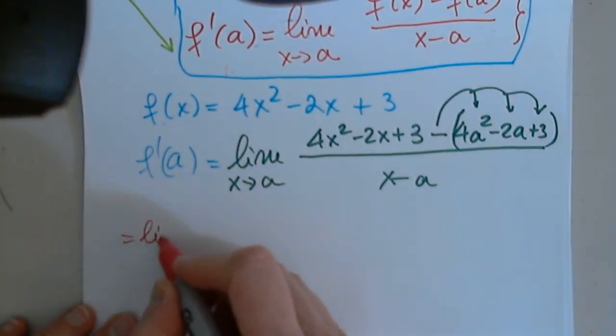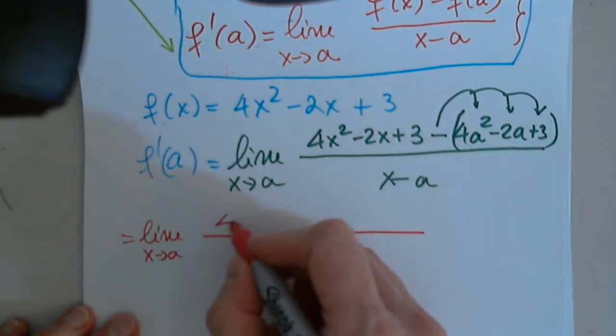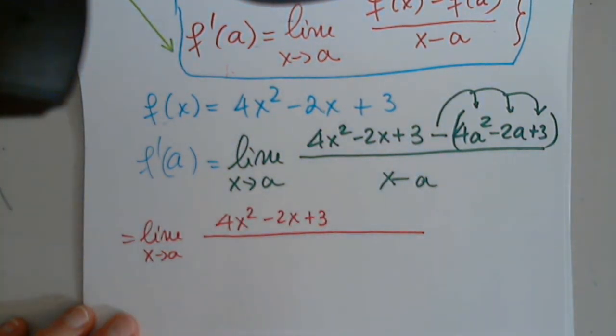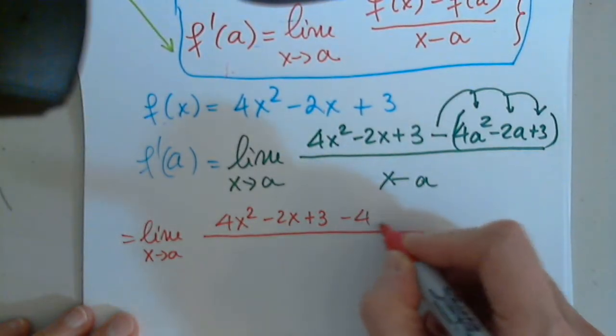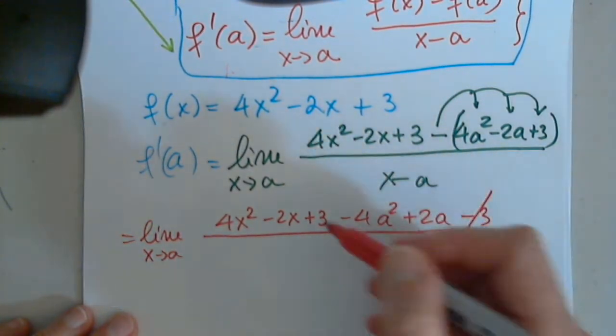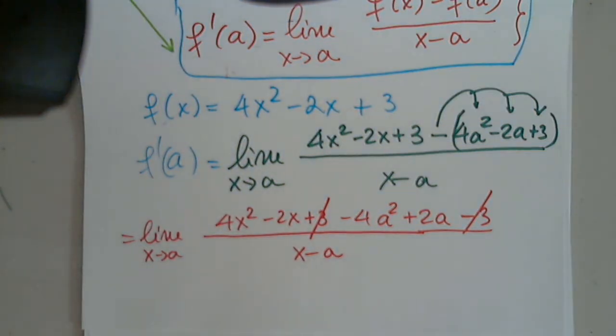So then we have the limit as x approaches a of 4x squared minus 2x plus 3, and then, what do I need to write? Minus 4a squared plus 2a minus 3. Good. And luckily, at least something goes away. And now, let's plug it in. We know it's going to be 0 over 0.